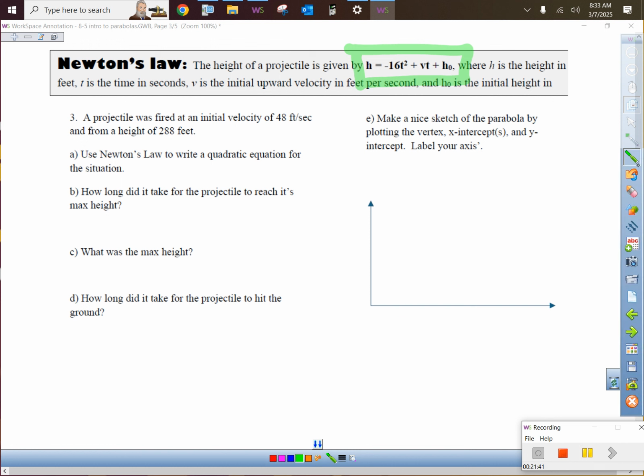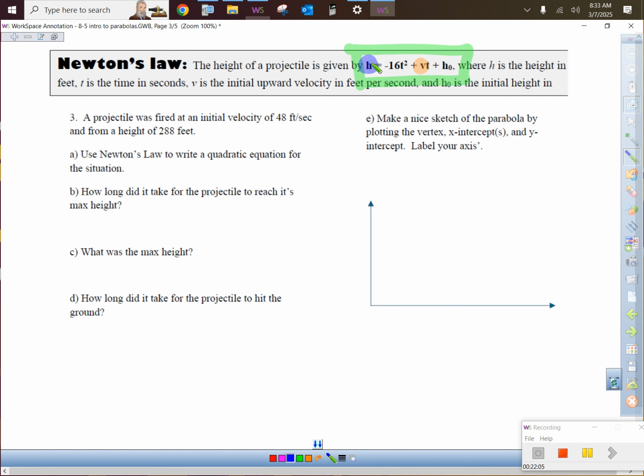There's 2 main players in this formula that they have to tell you about. First, this v stands for the initial velocity. How hard was this object thrown? It could be an apple, a baseball, a bullet coming out of a gun, or a cannonball. It's called a projectile, something that gets projected, like through the air, right? A projectile.